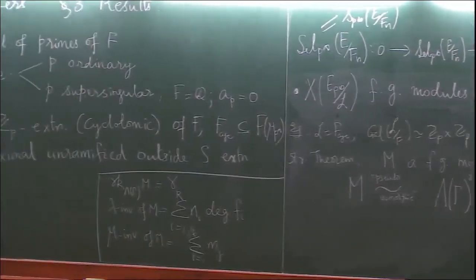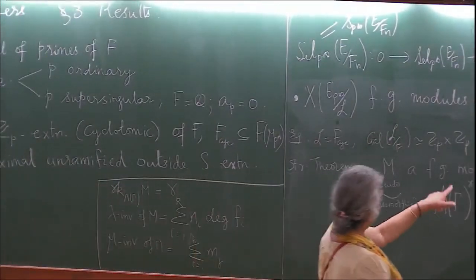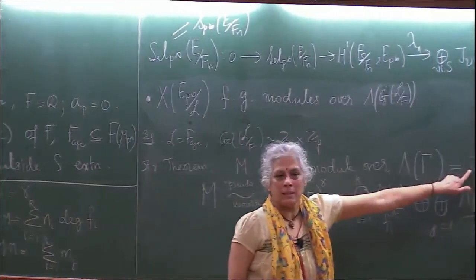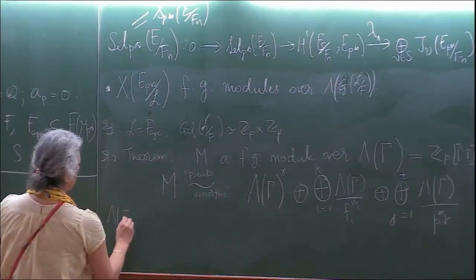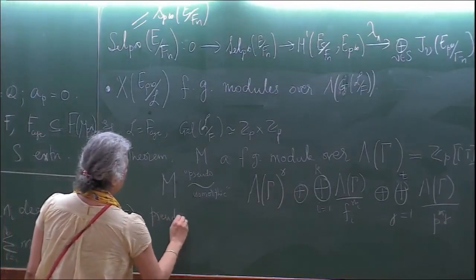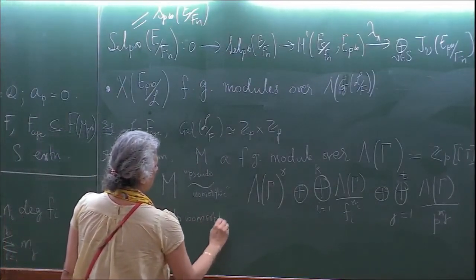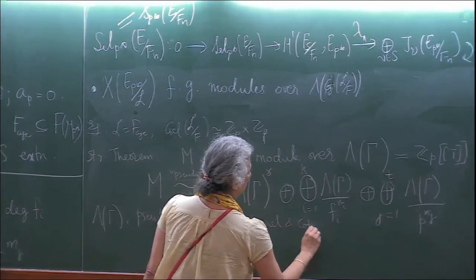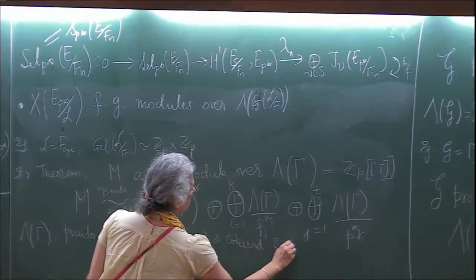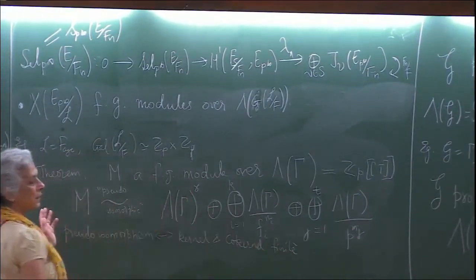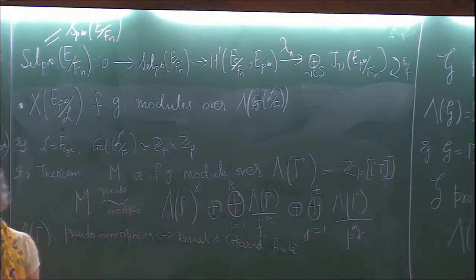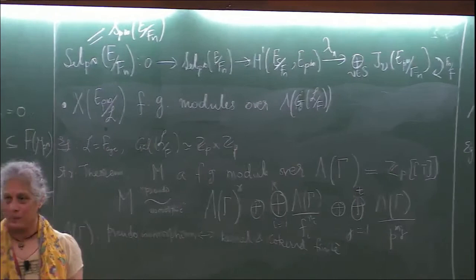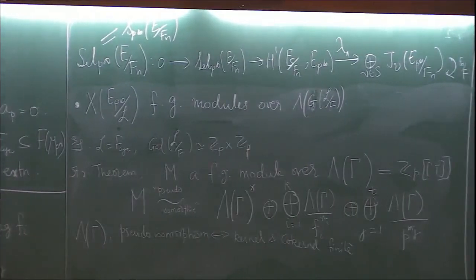In the simplest case, when it is Z_p double brackets T, then pseudo-isomorphism for lambda gamma just means that the kernel and co-kernel are finite. So there is a homomorphism from this to this with kernel and co-kernel finite. But for arbitrary Iwasawa algebras, whether commutative or non-commutative, you still have a notion of pseudo-isomorphism. In order to do that, you need to define when a module is pseudo-null. And that's where the dimension theory kicks in.